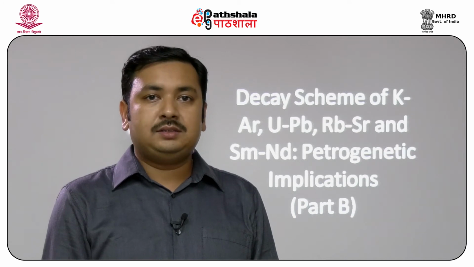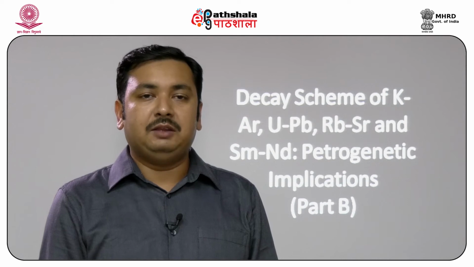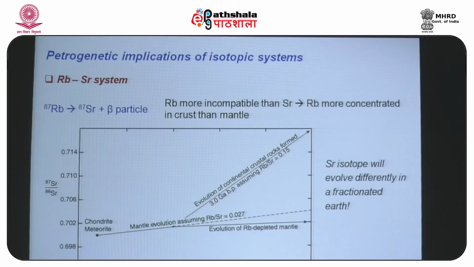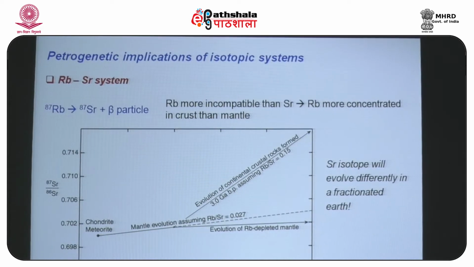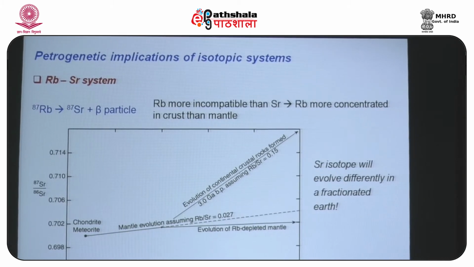So, these characteristic differences between the elements will define how the elements will behave in terms of crystal-liquid equilibria. Now, to understand the petrogenetic implications of the isotopic systems better, we look specifically into the rubidium-strontium system, and we need to see how the strontium isotopes have evolved through time.